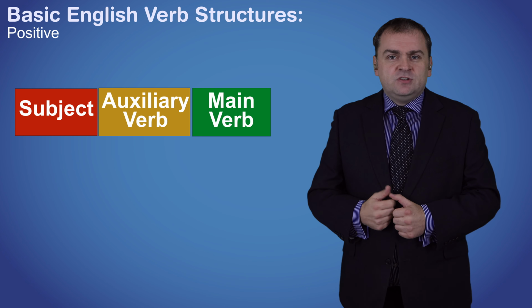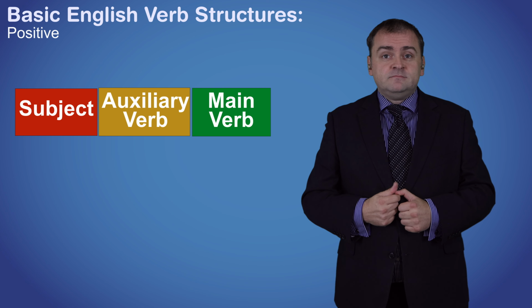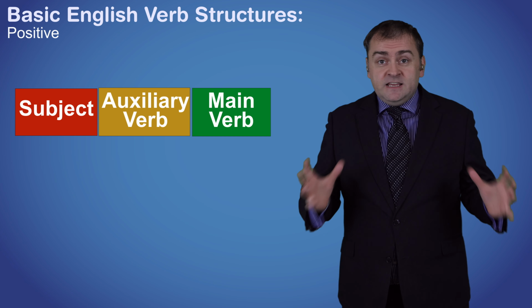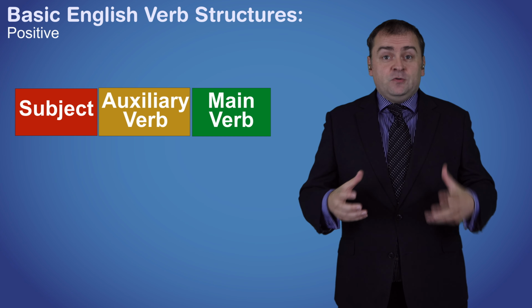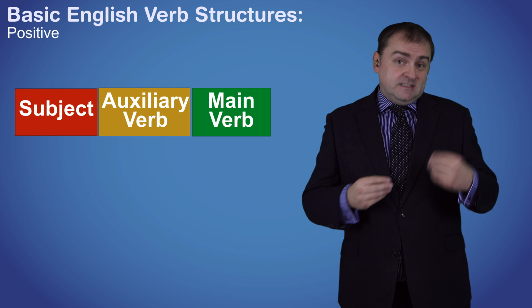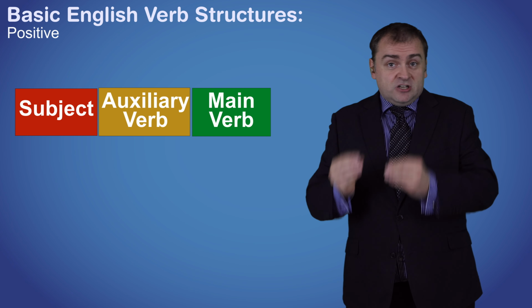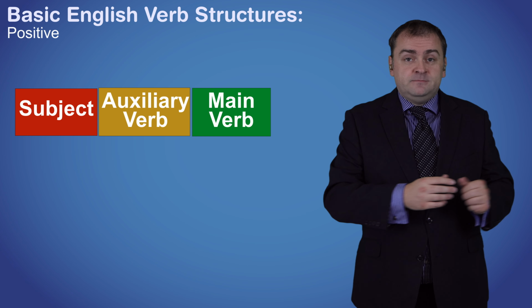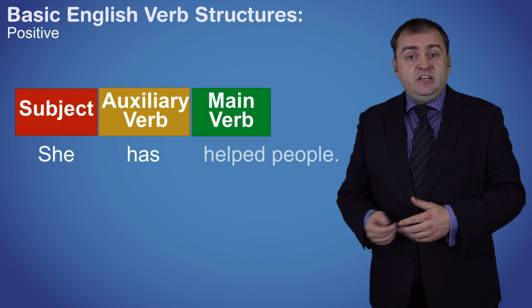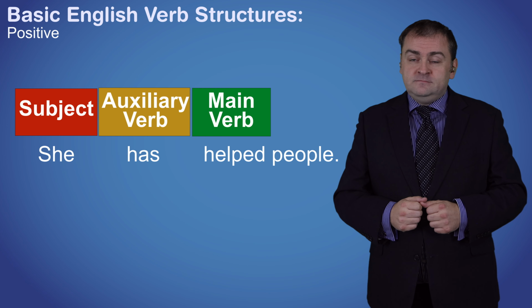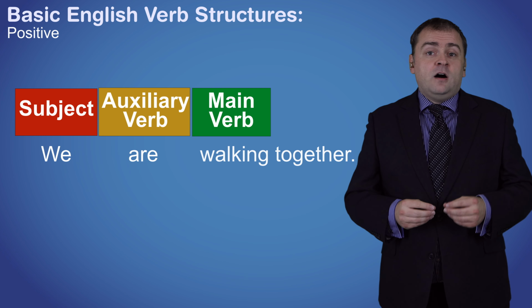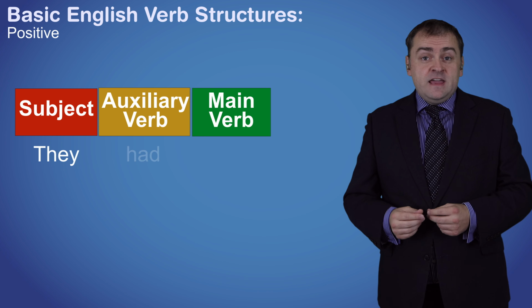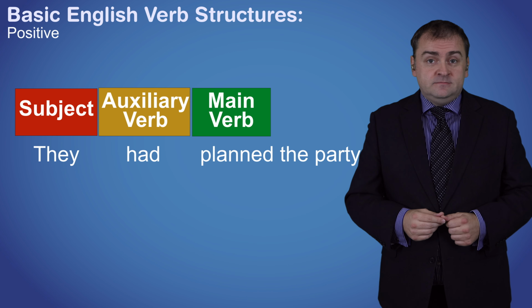Here are some more examples of the positive structure. The important thing here is that the structure is the same. You'll see that even though the auxiliary verbs and the forms of the main verbs are different because the tenses are different, this structure is still subject, auxiliary verb, and then main verb. She has helped people. We are walking together. They had planned the party.